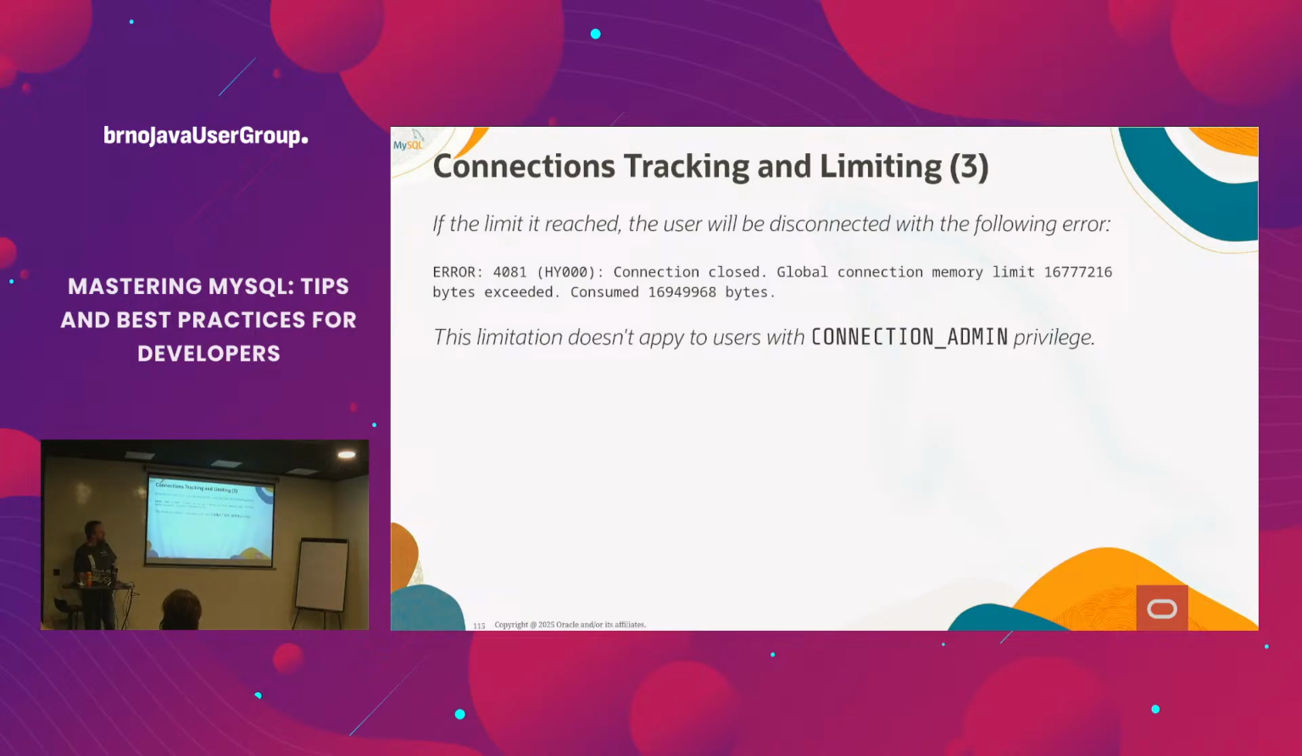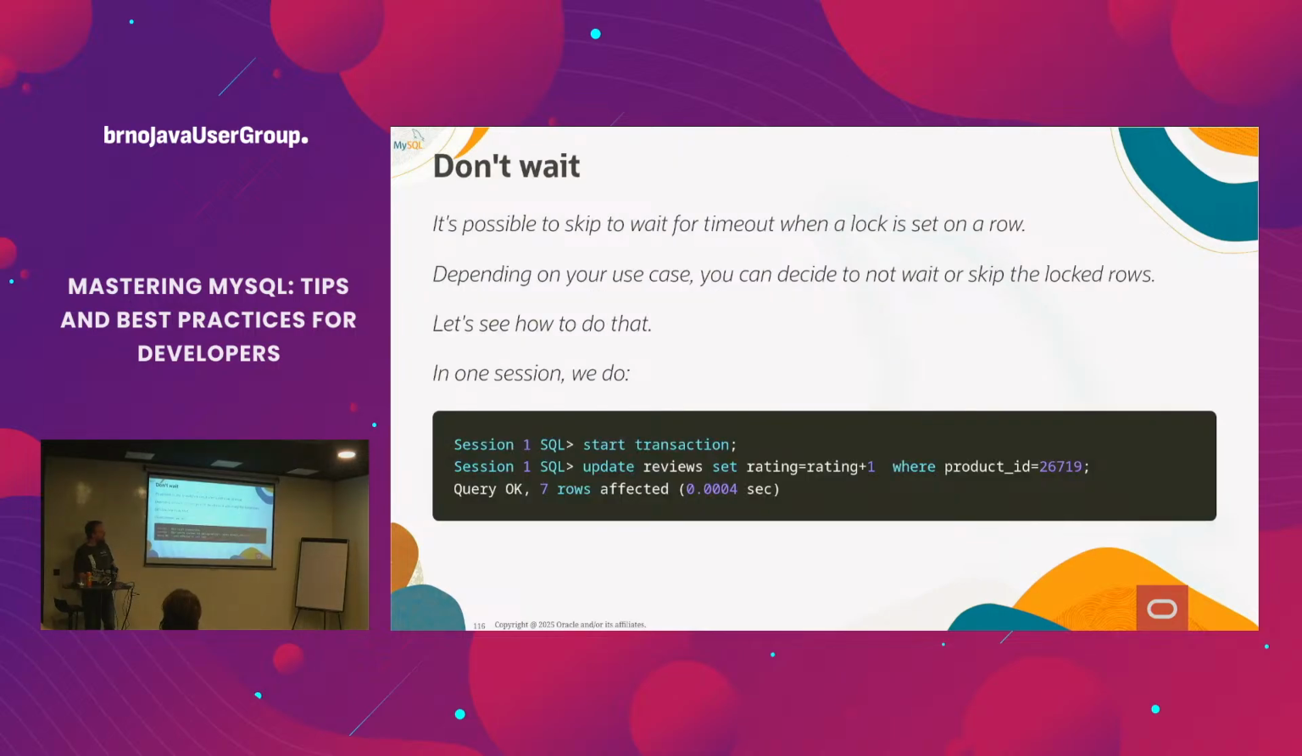out. So for developers, I also want to show this, because maybe you are not aware of these two settings. Here I have a session and I start a transaction. I do an update on some records, and I don't commit, I don't roll back, I just update. So what happens in other connections that will use these rows? Do you know?